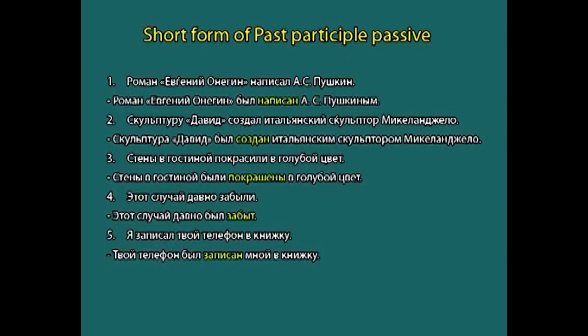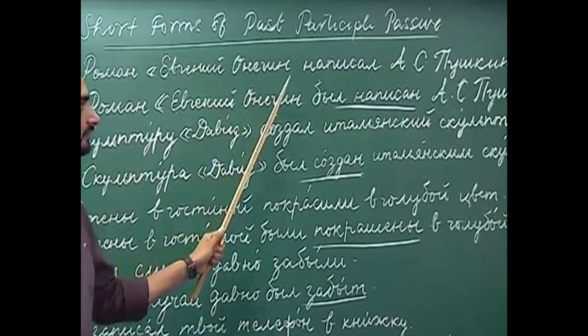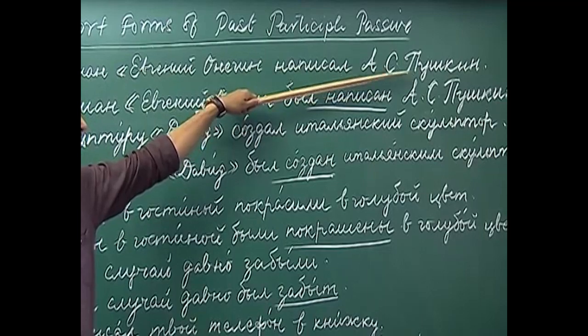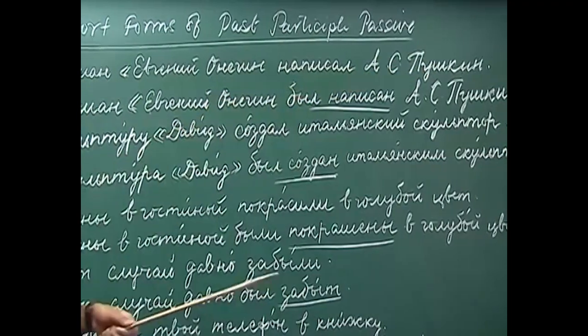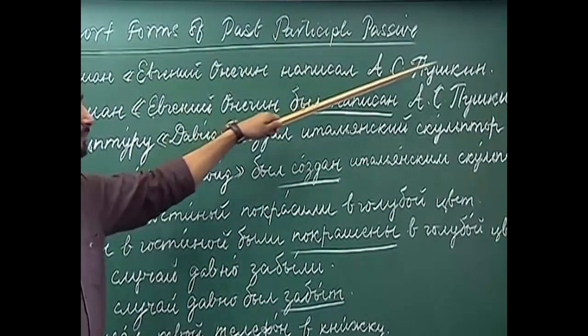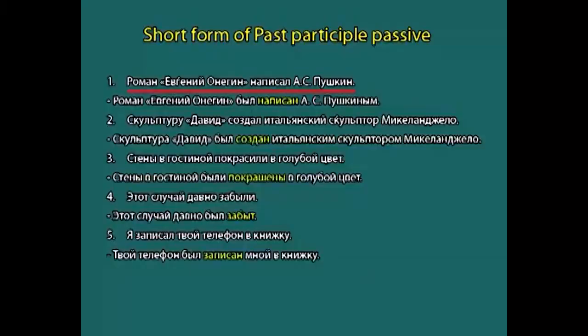Raman Yevgeny Onegin napisal A.S. Pushkin. The novel Yevgeny Onegin was written by, the author's name is A.S. Pushkin, or if you change the word order, A.S. Pushkin napisal Raman Yevgeny Onegin. A.S. Pushkin wrote the novel Yevgeny Onegin. So, this is the active construction.